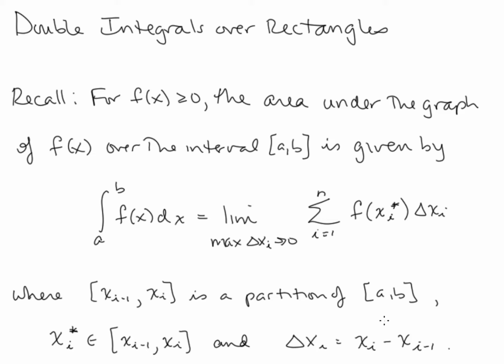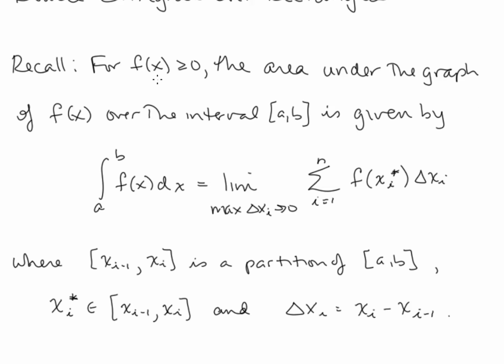But we could partition the interval [a, b] in any way we want, in which case we just want to make sure that the maximum length of a subinterval goes to 0 as we take this limit. And for a function f of x with values greater than or equal to 0, graphically what this gives us is the area under the graph of f of x over the interval [a, b].